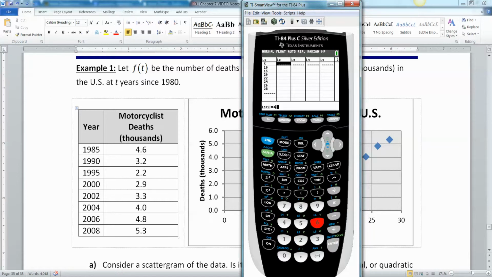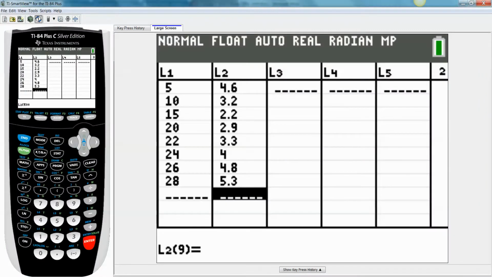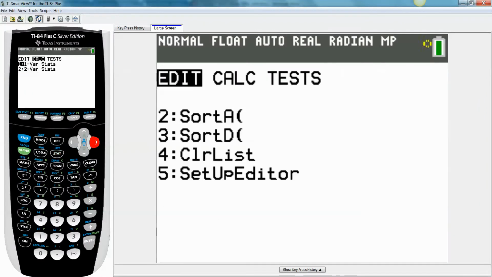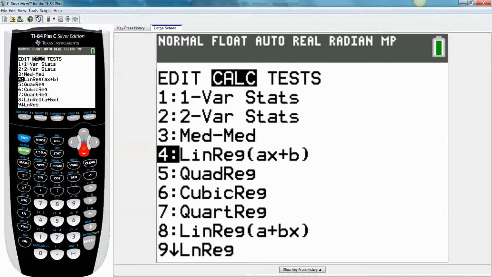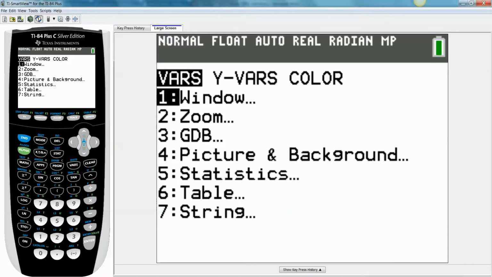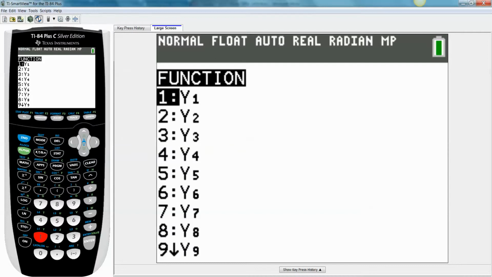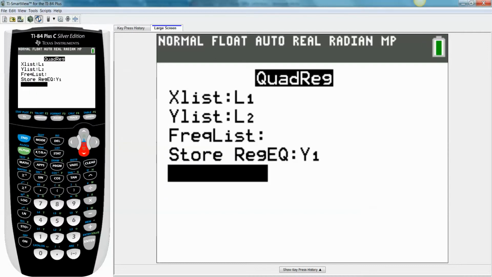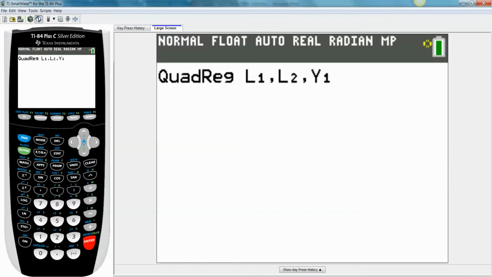Then go to the right. I think I have all those perfect. Let's see. There we go. All right, so now we said it was quadratic, so let's hit Calc. You want number 5, quadratic regression. There it is. L1, L2, and just for the fun of it, let's store it. Variables, y variables, number 1, number 1. I think we'll actually need it for later on in the problem anyway, so it's probably a good idea.